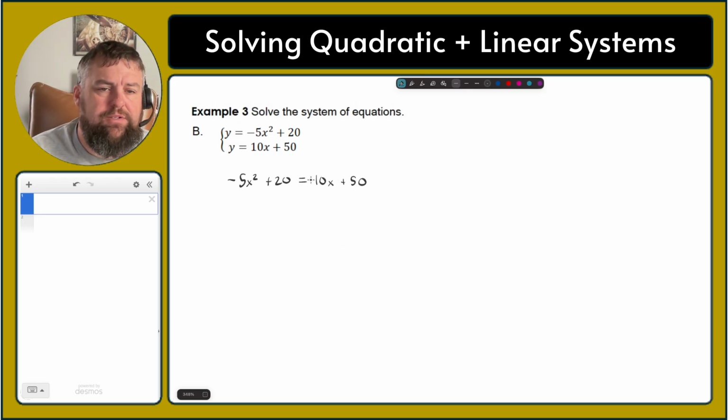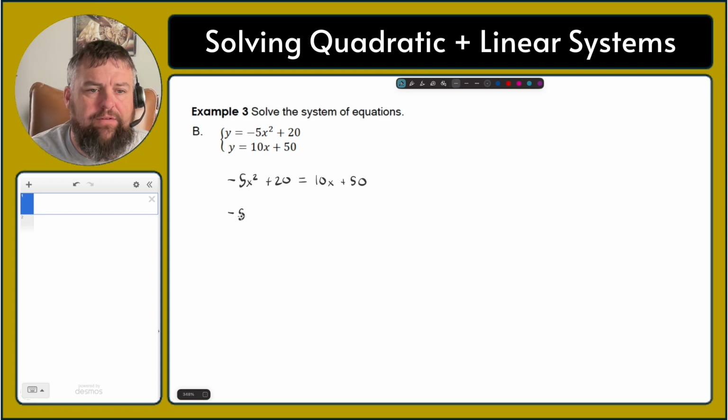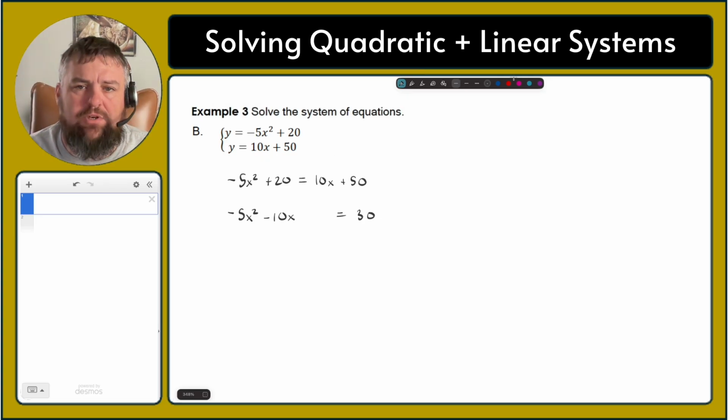Okay, now if I want to get the constants on one side, I'm going to go ahead and move the 10x to the left, the 20 to the right. So this is going to give me negative 5x squared minus 10x equals 30. Okay, and the reason I'm doing that is because I'm going to solve this one by completing the square.